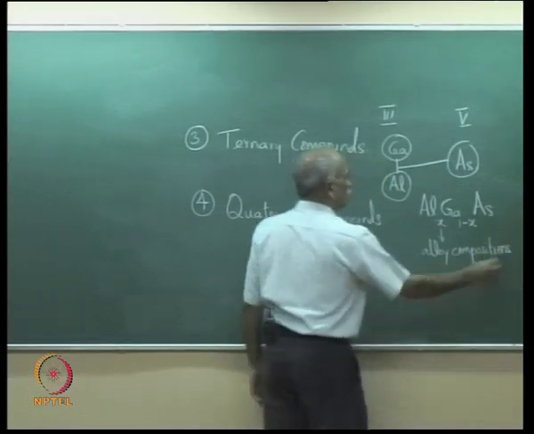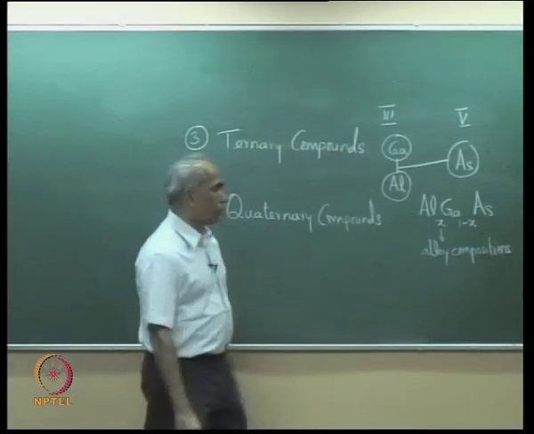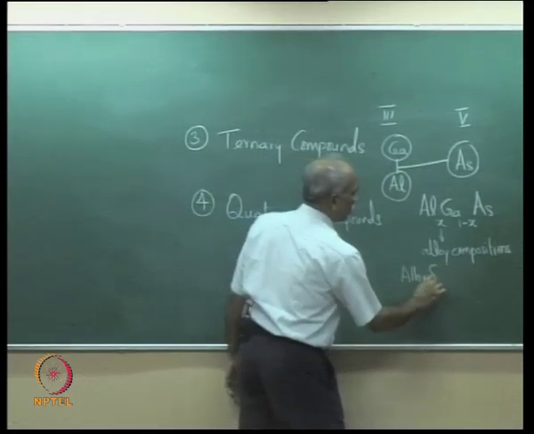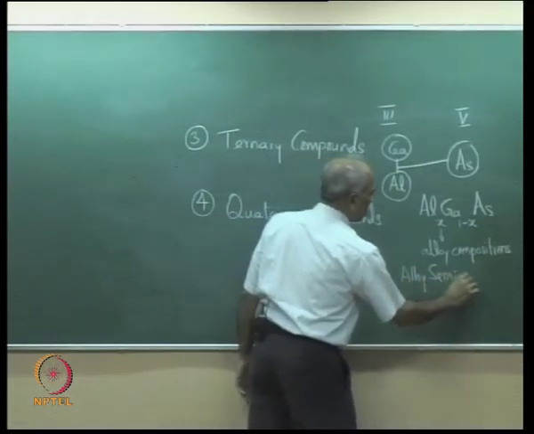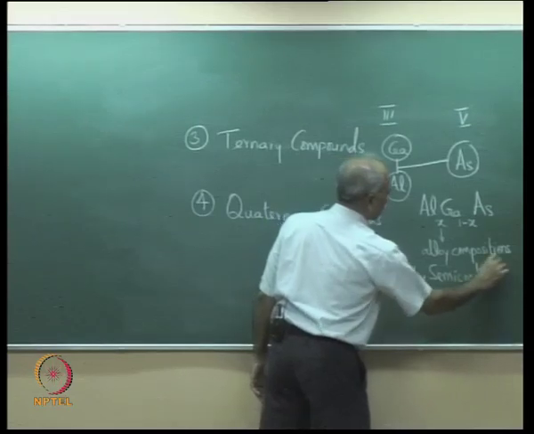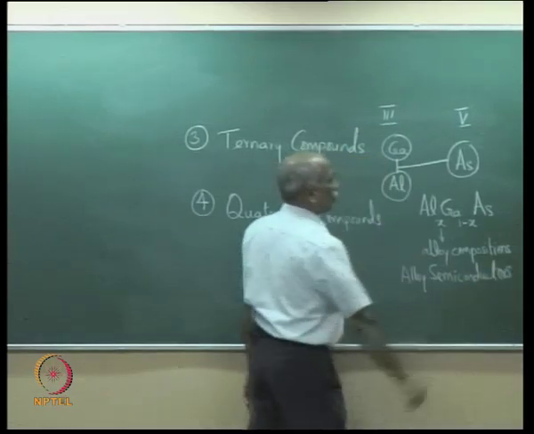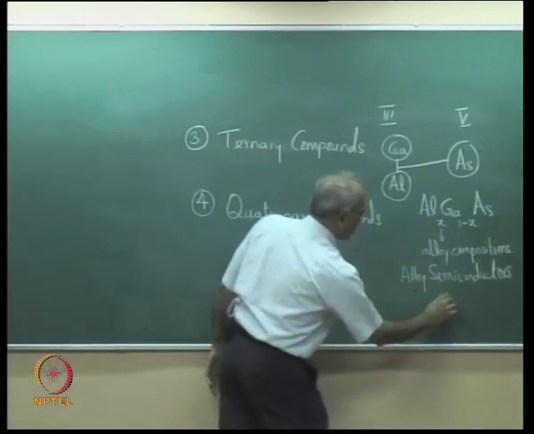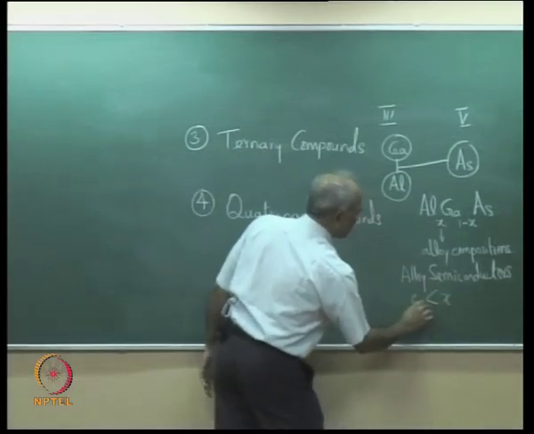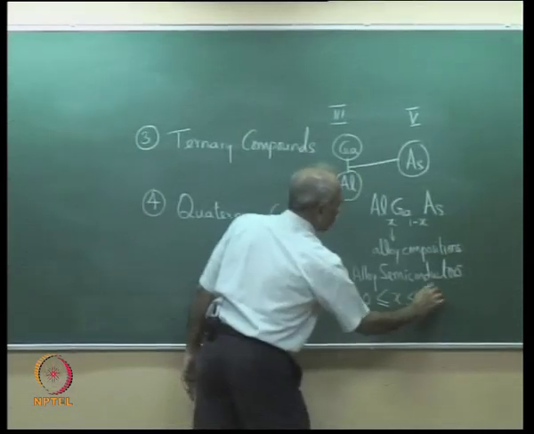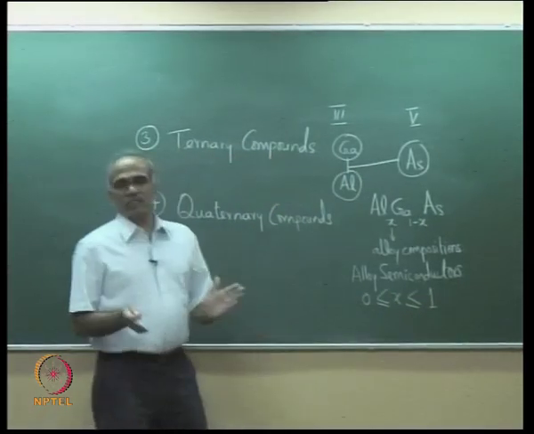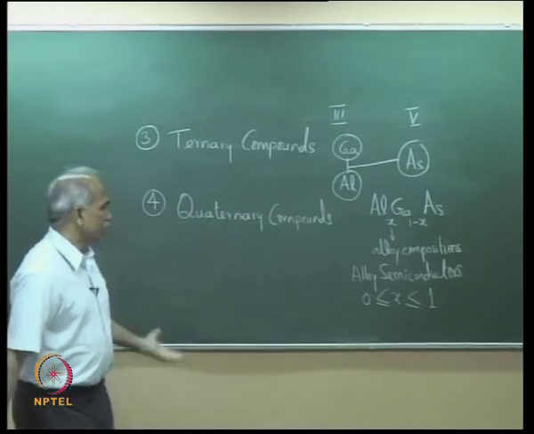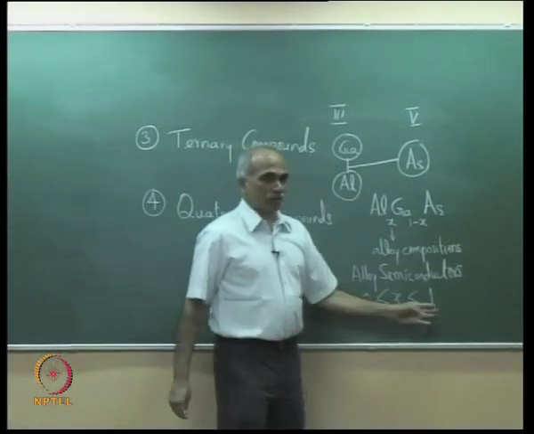These ternary compounds are also called alloy semiconductors. What kind of values are used generally? x can lie anywhere between 0 and 1, so x lies between 0 and 1. Usually x lies between 0.1 to 0.5, but in principle it could lie anywhere in this region.